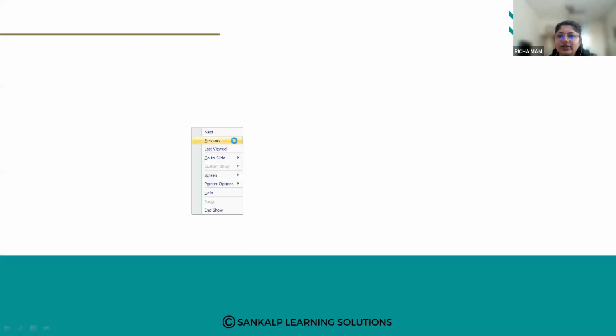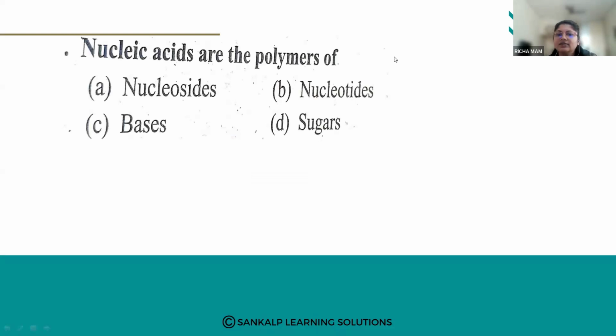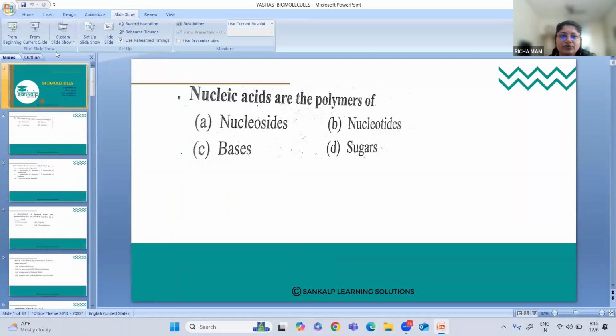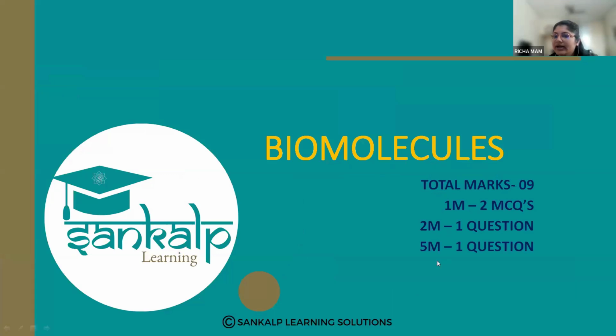In the next session, we'll be discussing the 2 mark and 5 mark questions. The total number of marks allotted for this chapter biomolecules is 9 marks. This is very easy and you can score very easily in this chapter. So we'll be discussing the remaining part in the next session.